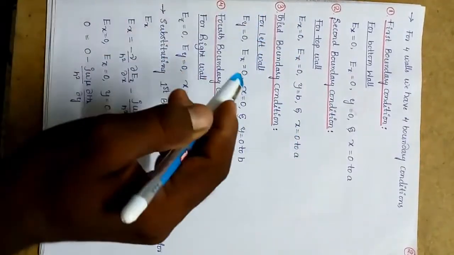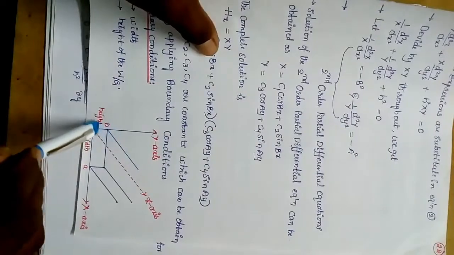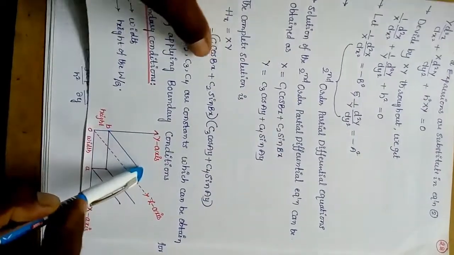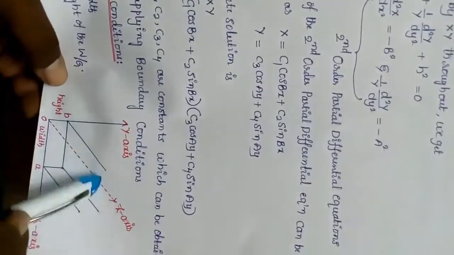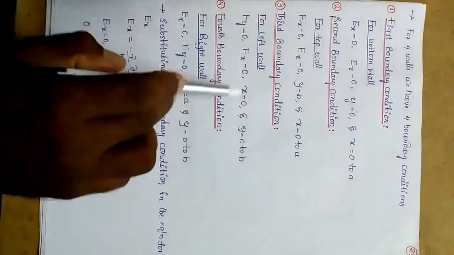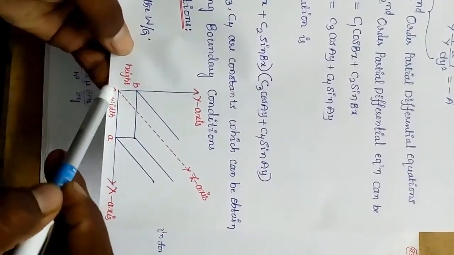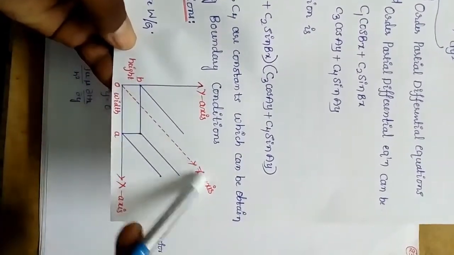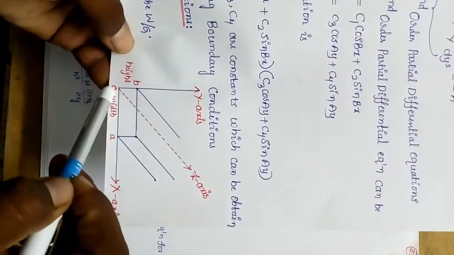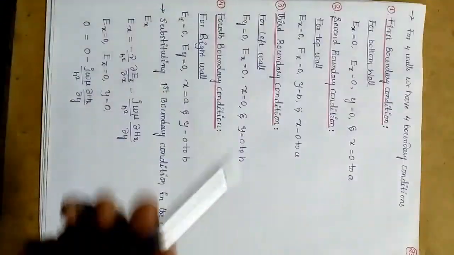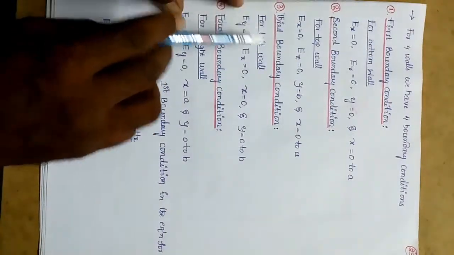So for the third boundary condition, you simply see here, for the left wall, meaning this wall, along the z axis and b2 start, no x term is there, so that's why here Ey is equal to 0, and next Ez is equal to 0, and next x is also equal to 0. So what changes? Just y is equal to 0 to b, that should be present, and Ex is equal to 0, and Ey is equal to 0, and next Ez is equal to 0. Okay, that is for the third boundary condition for the left wall.